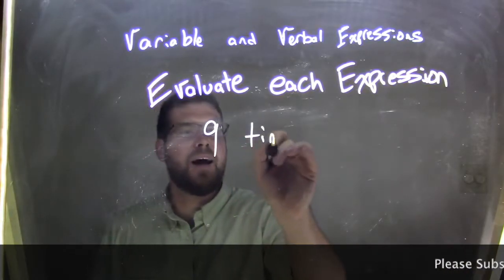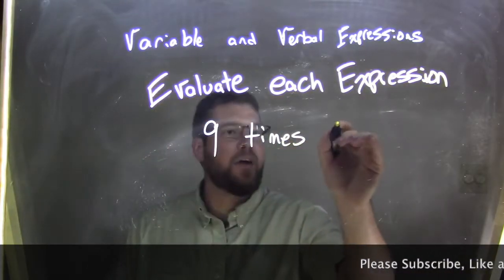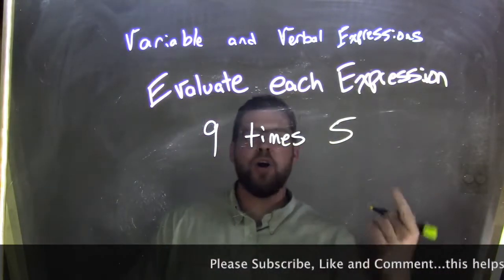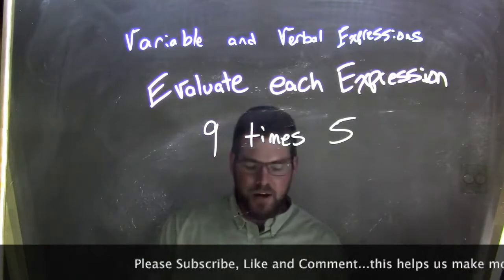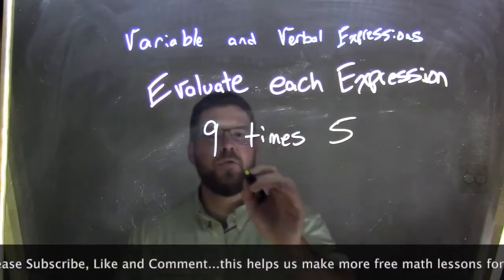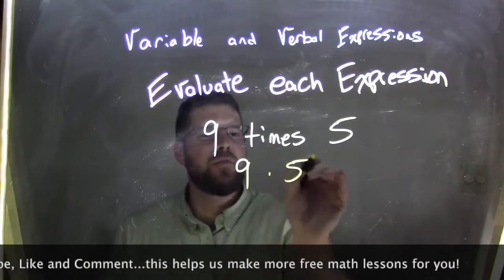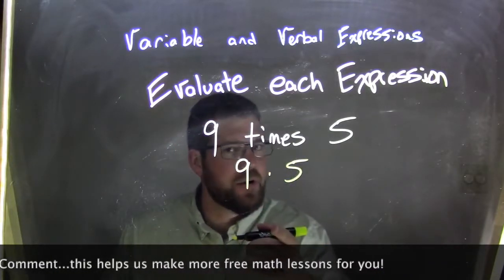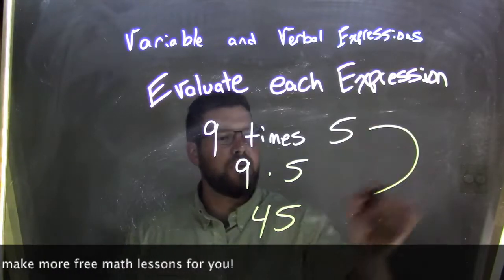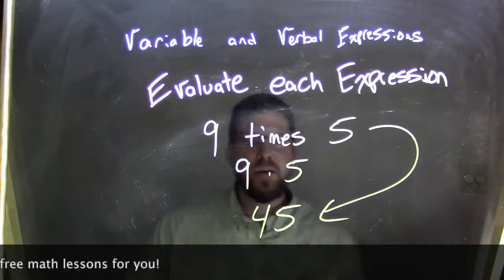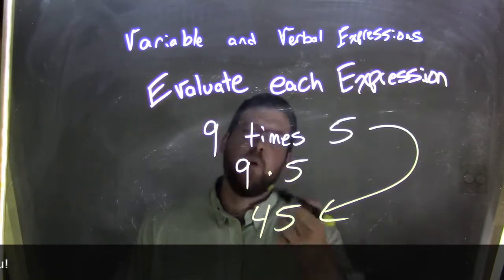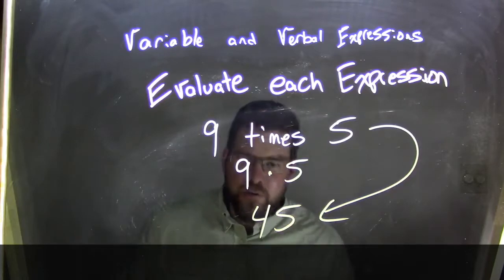9 times 5. So we're taking 9 and we're timesing it by 5. This is our verbal expression, and we want to evaluate it. What is 9 times 5? Can you remember off the top of your head? 45. So we have that verbal expression that we're evaluating here, times being multiplication, so 9 multiplied by 5, which is 45.